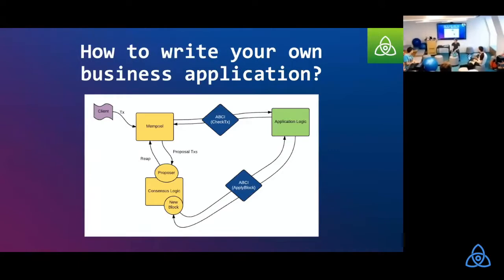Right, let's go here. Okay, so what is Tendermint? When you look at traditional blockchains like Bitcoin, it's a very monolithic stack. So you have the consensus layer somewhere in there, you have the peer-to-peer layer somewhere in there, and you have the application logic somewhere in there as well. But it's all kind of mixed together.